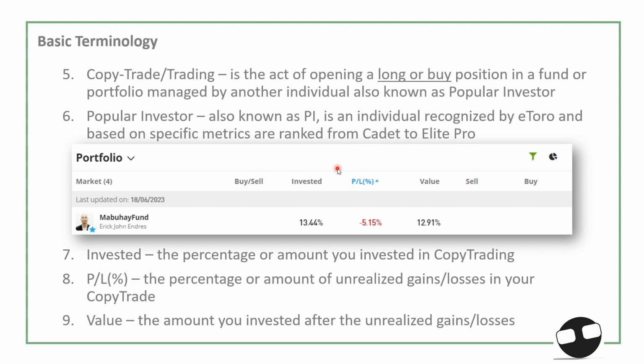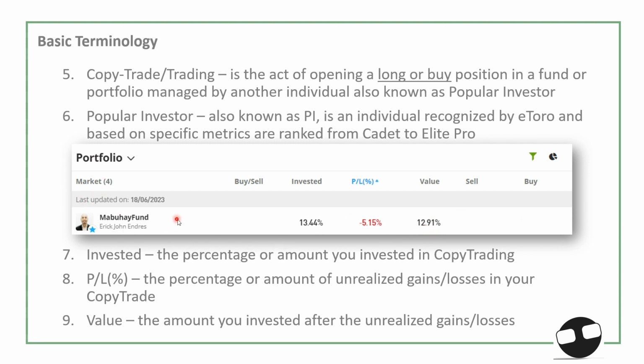So if you are navigating the platform, you can see there explore, I think copy trading, and you will see there the ranking as well as the metrics of the popular investors from cadet to elite pro rank. So in this case, for example, you have here portfolio, we have Mabuhay fund. So you can see here the name of the portfolio or the fund, that's Mabuhay fund, and that's also the username, and then you have here the real name of the person. So in this case, Eric John, and then we have invested amount, that's 13.44, and then unrealized gains or losses is -5, and the value is actually 12.91.